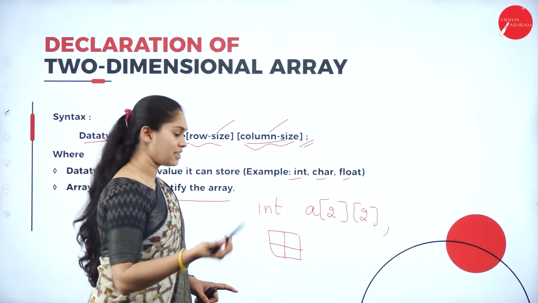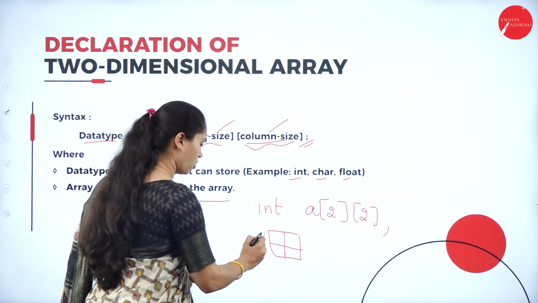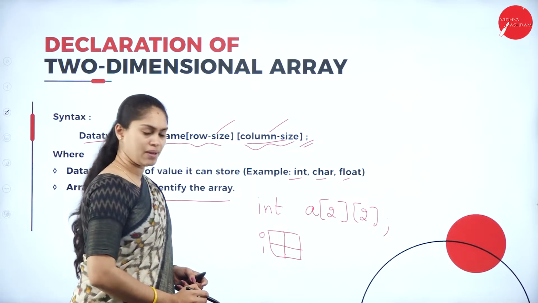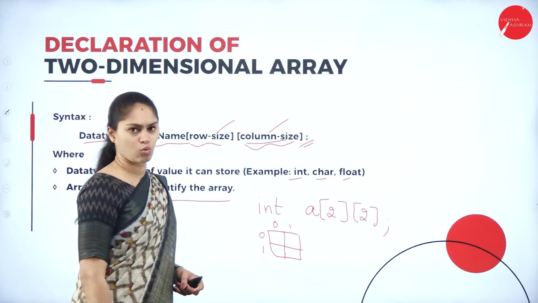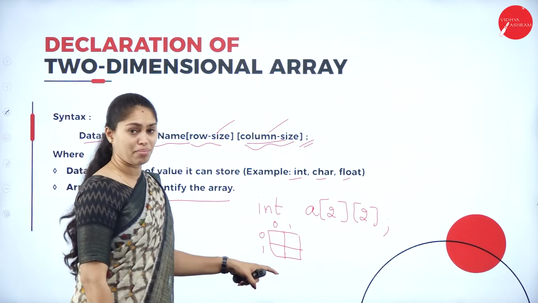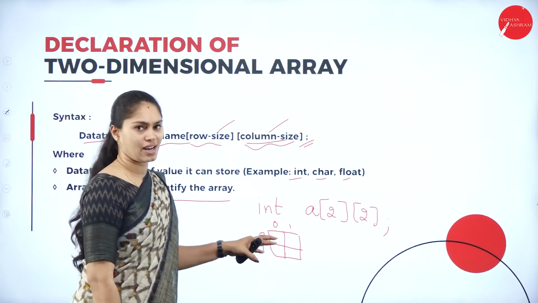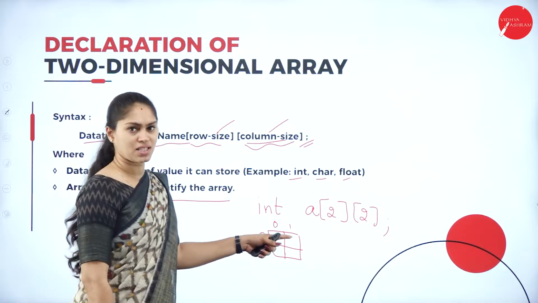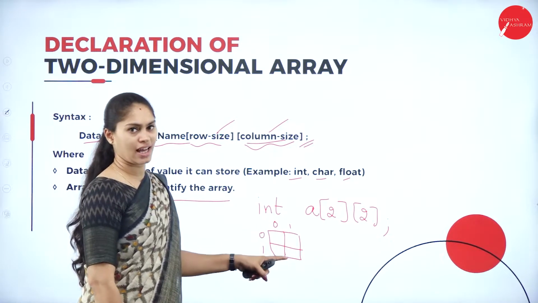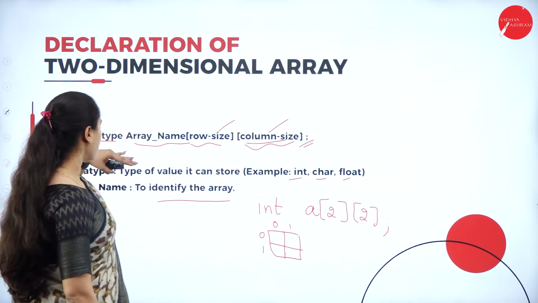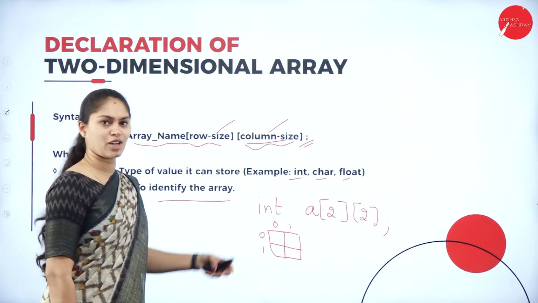How are we going to write the index? It must always start with 0. So for rows, it will be 0 and 1. When it comes to columns, again it will be 0 and 1. This is how we represent the row and column when we are declaring an array. And these are the subscript values or index values that represent the position of an element. You understood? So first we have to take the data type, name of an array, row size, column size. I hope you all understood.